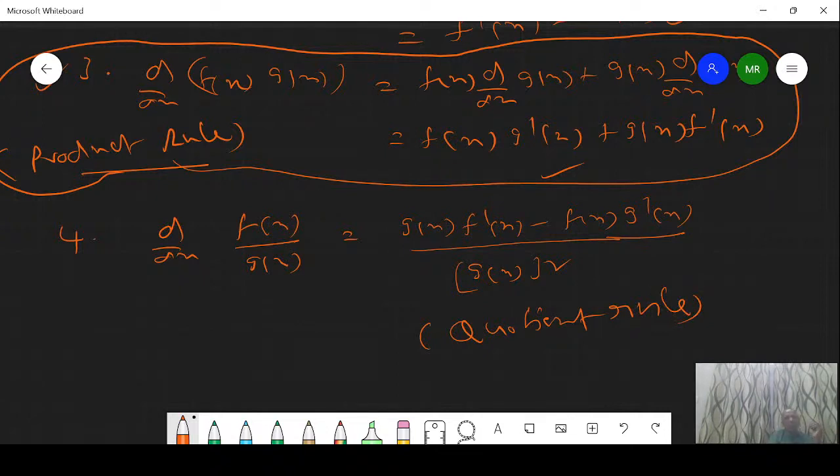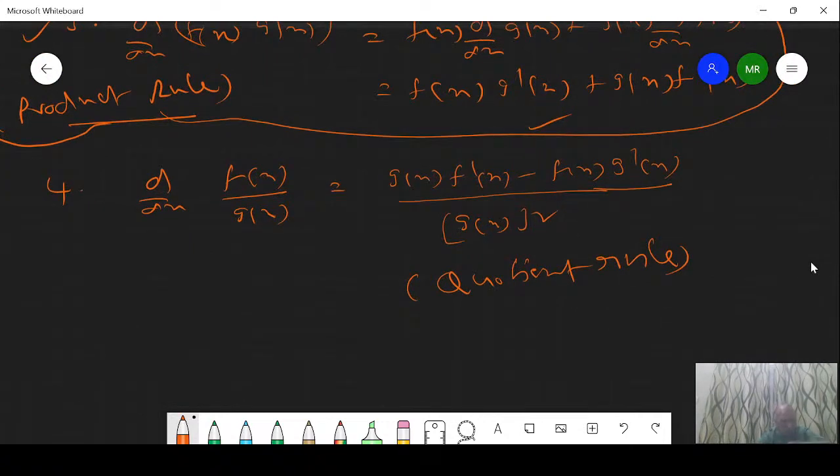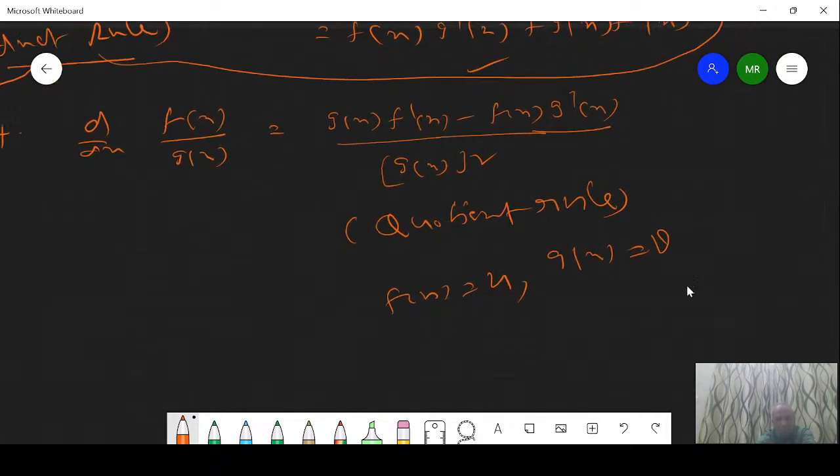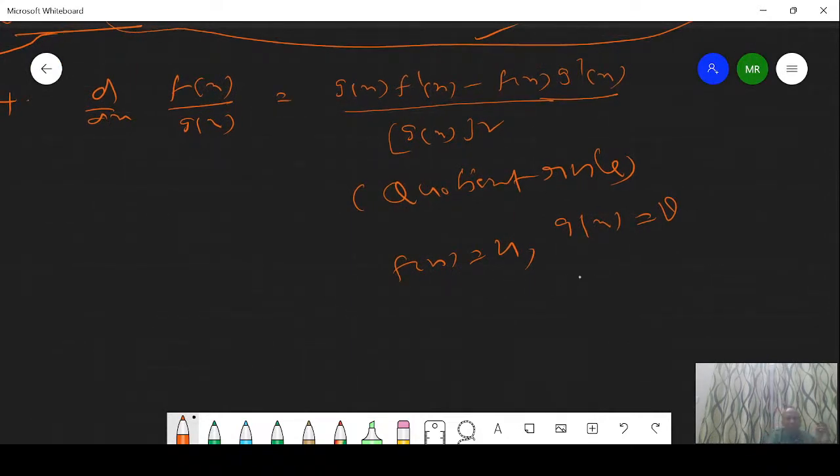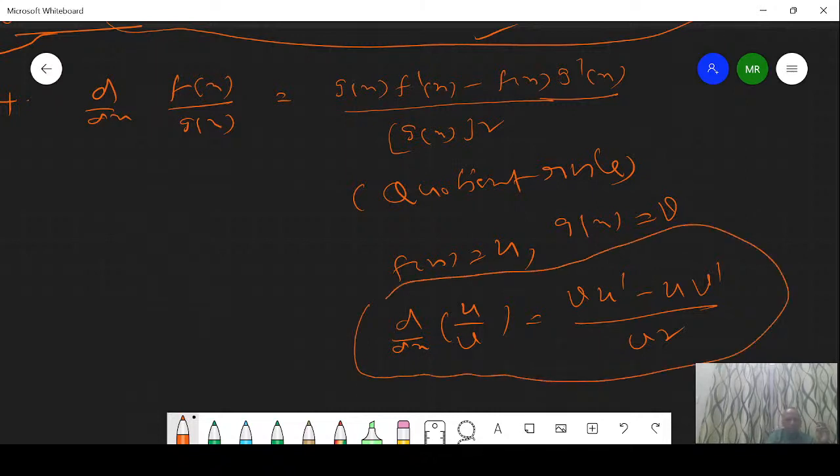Some people say this is called the u by v rule. Why do they say u by v rule? They may consider f of x equal to u and g of x equal to v, where u and v are functions in x. Then they will write d by dx of u by v, where f of x means u and g of x means v, equals v square, v into derivative u dash minus u into derivative v dash. This way also they can write. Same thing to understand the quotient rule.